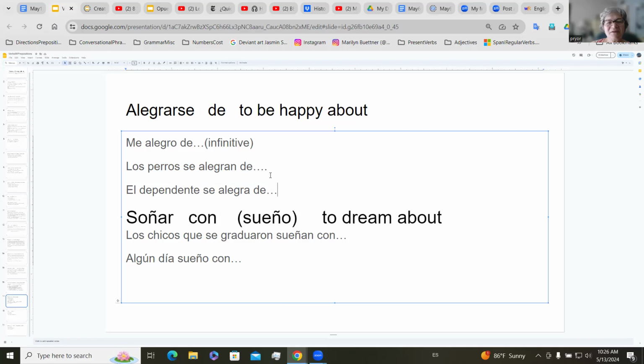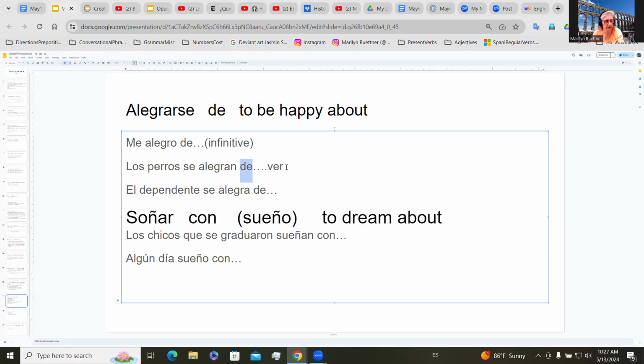You could say los perros se alegran de... They're happy to do what? They're happy to see me. De verme. You don't conjugate it. No, because, okay, let's take a look at that. De ver. They're happy to see. Okay. What's the word?